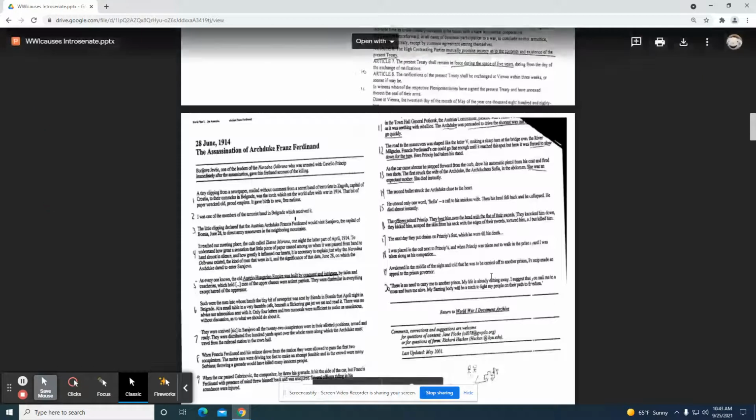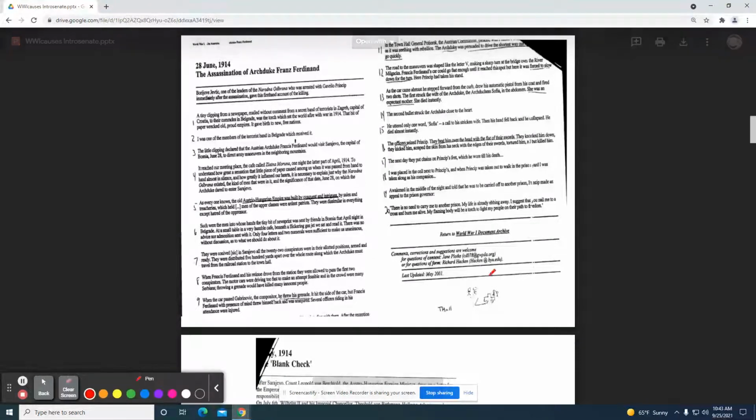Let's move on to the next one, which is the assassination of Ferdinand. This is just an article from the New York Times reporting, but they do use Sarajevo, which is right here, which is a reference to the place where Ferdinand was assassinated.